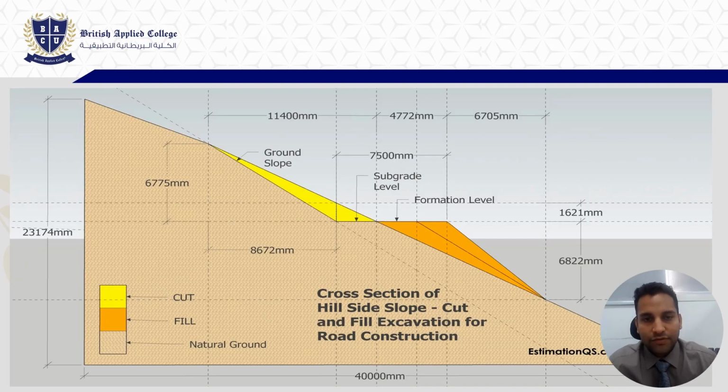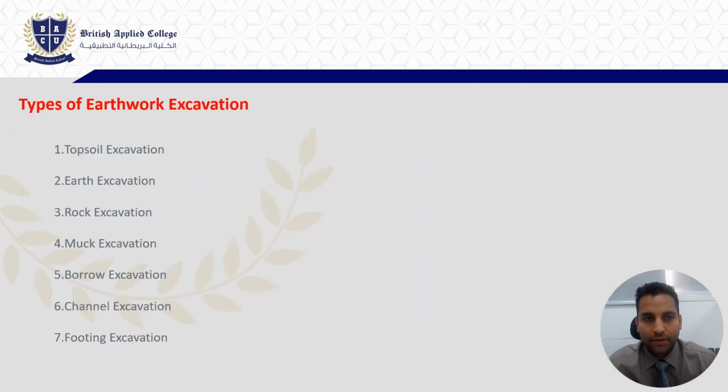So this diagram shows a cross-sectional slope, and in this slope you can see how the earthwork is cut and filled according to our requirement. Now, types of earthwork excavation. How will you do excavation? So there are different types of earthwork excavation.